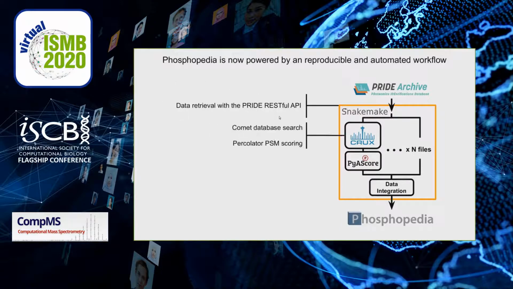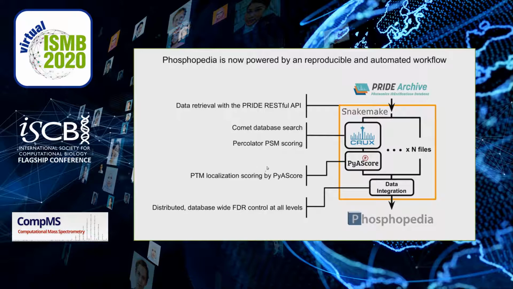We then utilize Crux to perform Comet database search and Percolator PSM scoring for each run with instrument-specific parameters. PTM localization is scored using PyA-score, our fast in-house version of the A-score algorithm. And finally, FDR is calculated for phospho-PSM, phosphopeptide, and phosphosite level globally across the database.